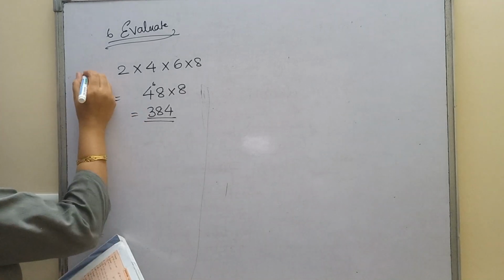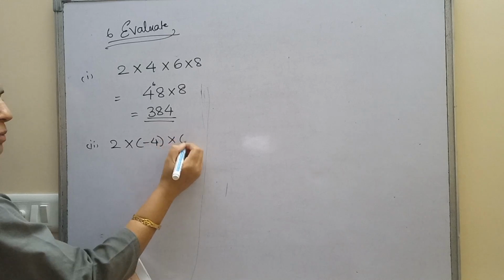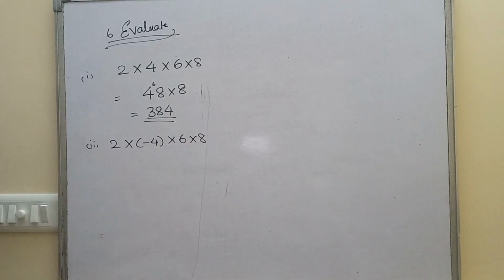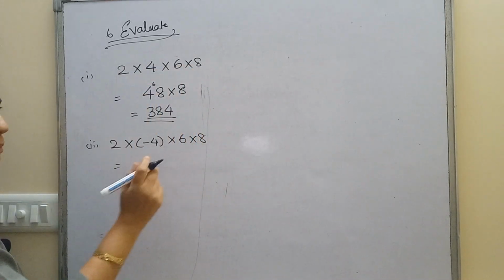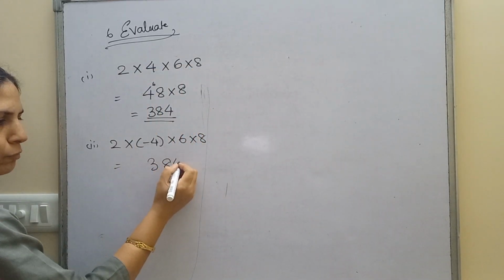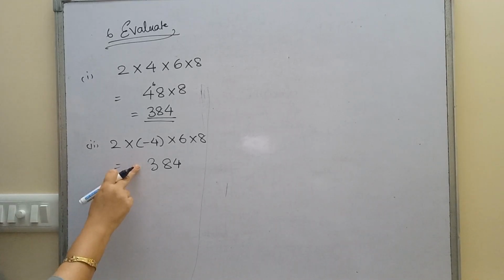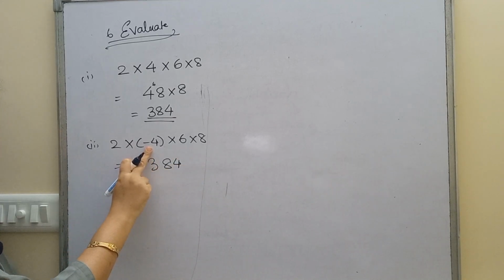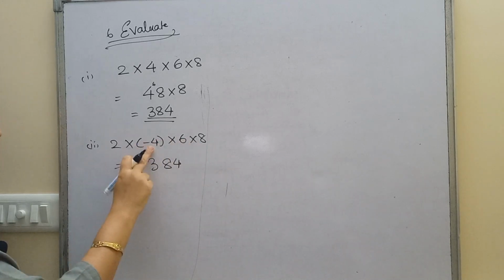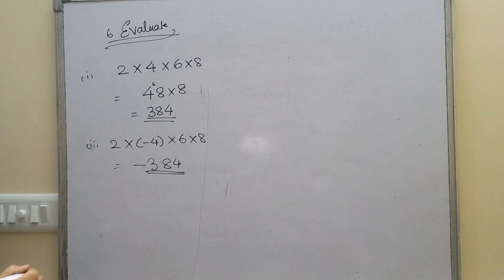Let's go ahead with the next question. 2 into minus 4 into 6 into 8. Come on, what is it? Again, the numbers are the same, so the product would be the same, 384. No need to multiply again and again. But the question here is whether it should be a plus sign or minus sign. Let's check. How many minus signs are here? Only one negative. That is odd. That is why minus will come.